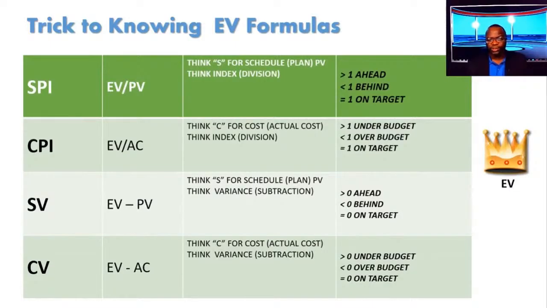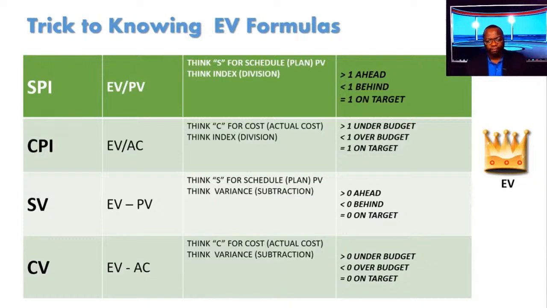This is another summarized slide. I showed you this earlier in some way. Greater than 1 in the indices ahead or less than 1 behind where it comes to SPI, equal to 1 on target. Cost performance index, greater than 1, under budget, less than 1 bad, over budget, equals 1 on target. Schedule variance, greater than 0 ahead, less than 0 behind, equals 0 on target. Cost variance, greater than 0, under budget, less than 0, over budget, equals 0 on target.